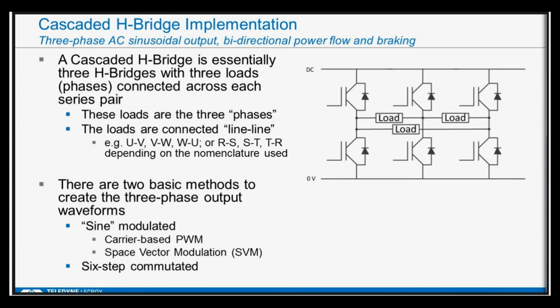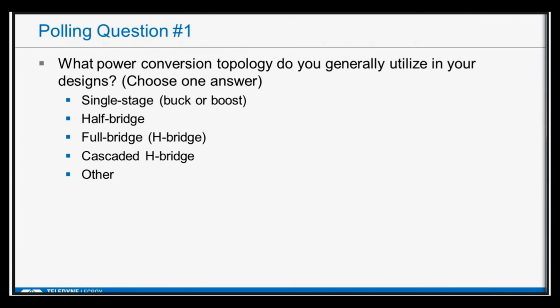There are a few different methods to create the waveforms. You could have what we call sine modulated, which is either carrier-based PWM with some very simple control, or very complex space vector modulated controls. And then there's also another method called six-step commutation. And I'll talk about both of those in just a minute.